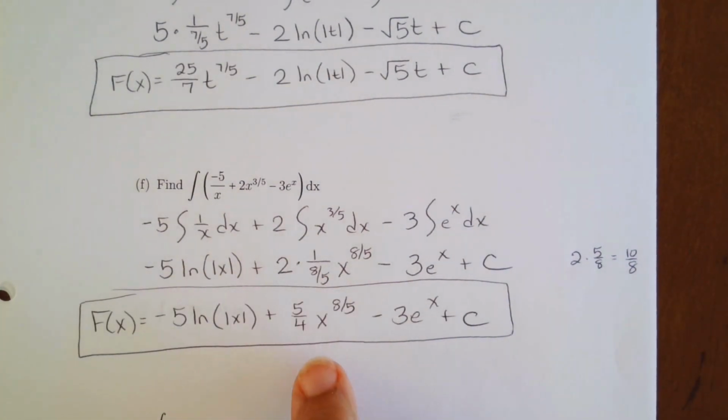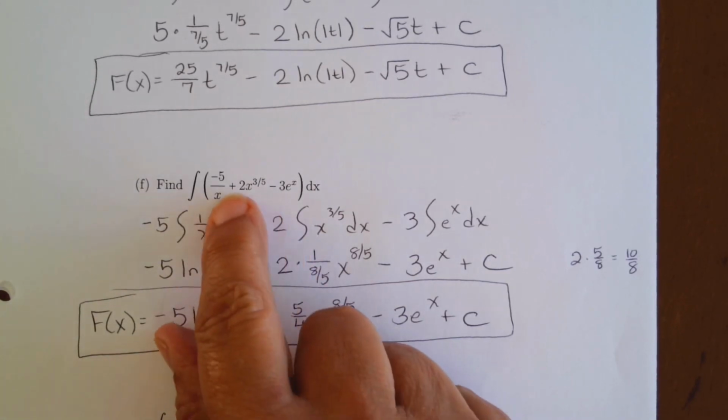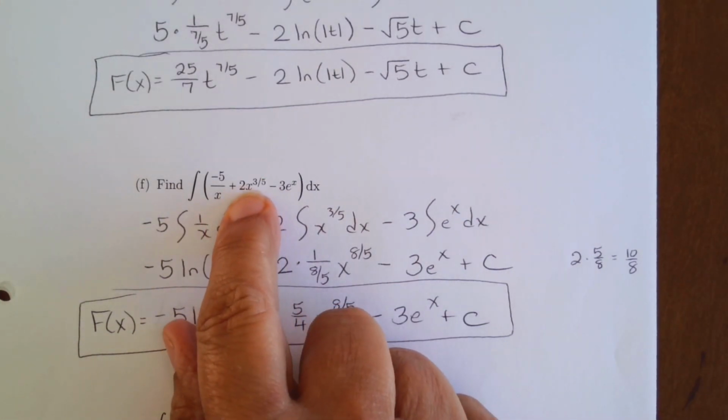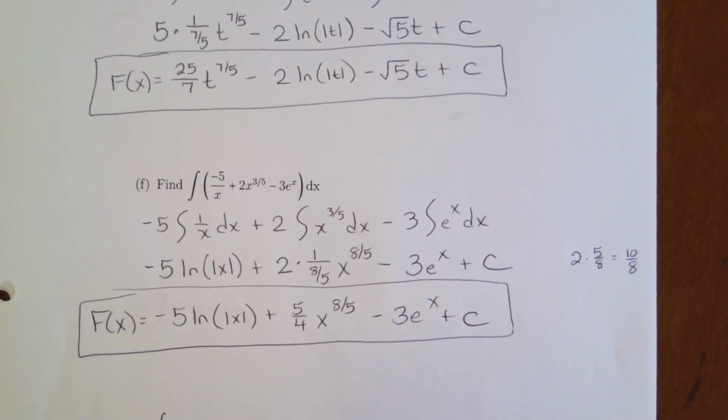Okay. It's always good to check these. So 8/5 times 5/4. The 5s are going to cancel. 8 over 4 is 2. Subtract 1 from that is 3/5. So 2x to the 3/5, and that is what that was. Okay, so always good to check.